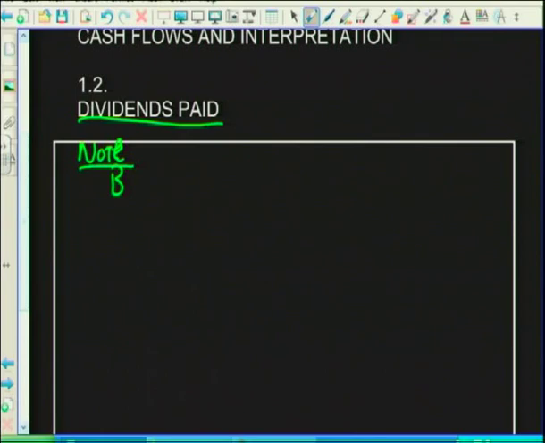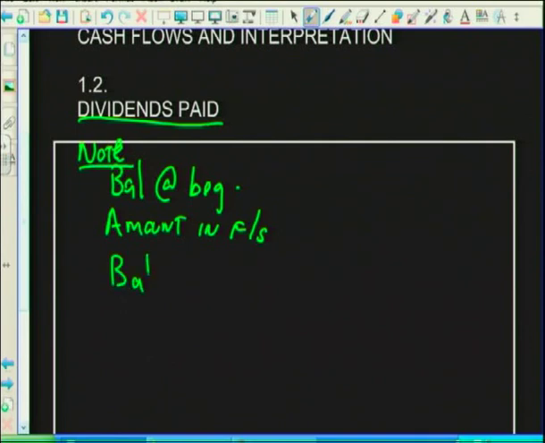The note for dividends paid, you start off with your balance that you are owing your shareholders at the beginning of the year. Thereafter, amount in financial statement, and then we end with your balance owing your shareholders at the end of the year. Okay, you guys, please remember, you need to write out the note in full. You are not allowed to abbreviate, guys. I can, but you obviously cannot.